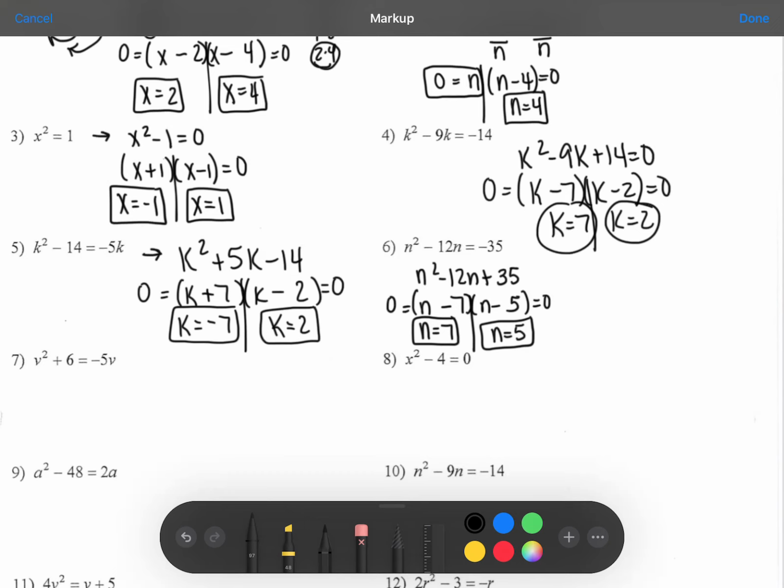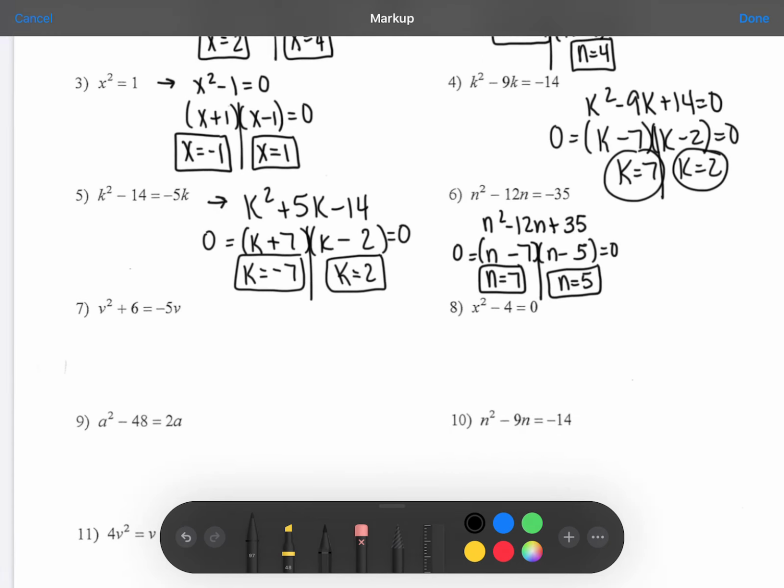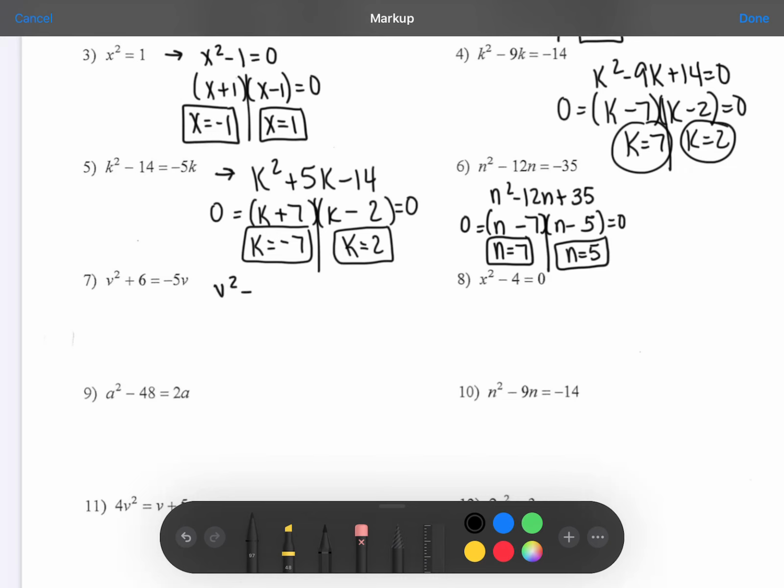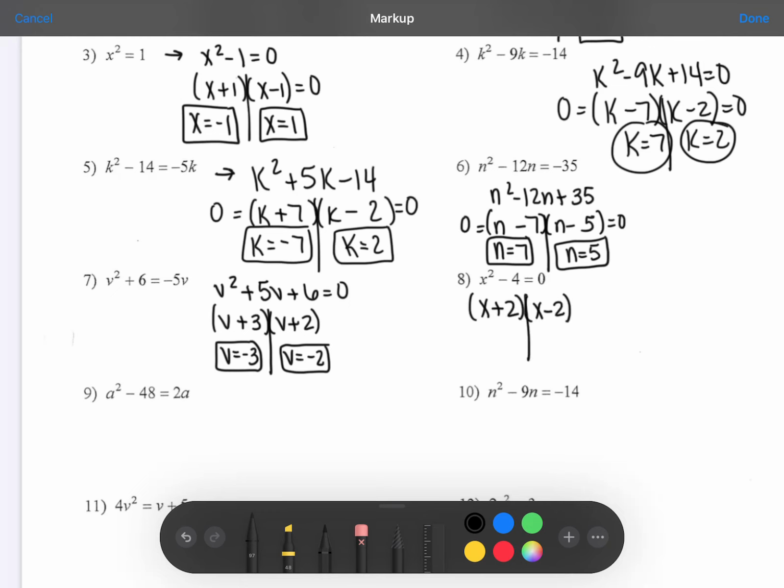Forgot my equal zeros here. V squared plus 5v plus 6, set equal to 0. V plus 3 and v plus 2, because we know 3 times 2 is 6 and 3 plus 2 is 5. So v equals negative 3 and v equals negative 2. Difference of squares, x plus 2, x minus 2, split and solve. So x equals negative 2 and x equals 2.